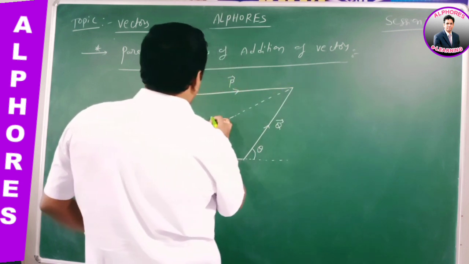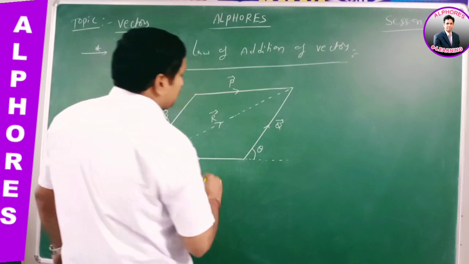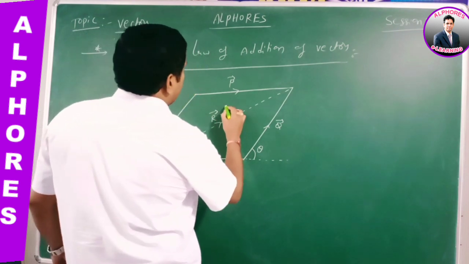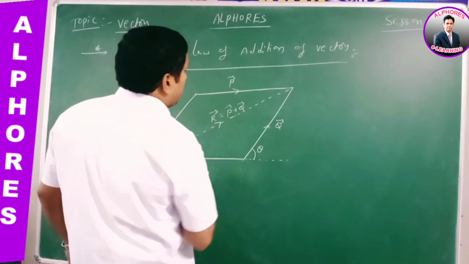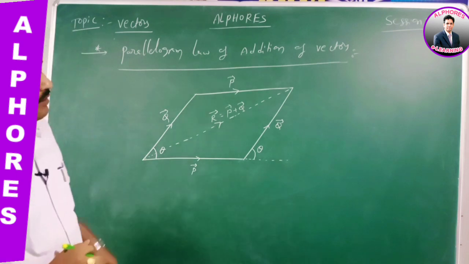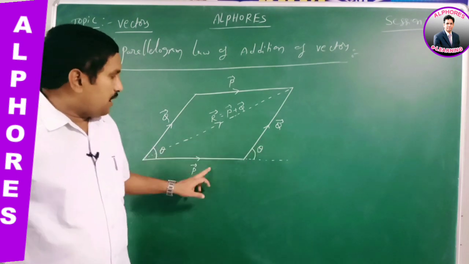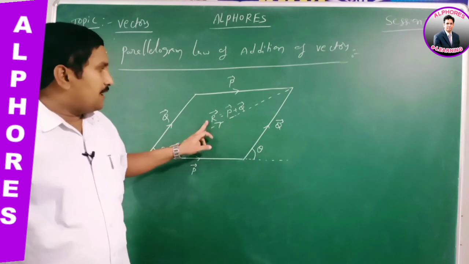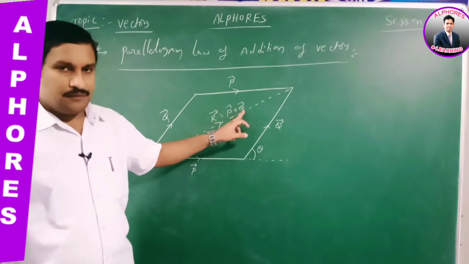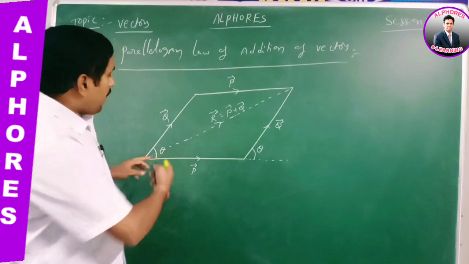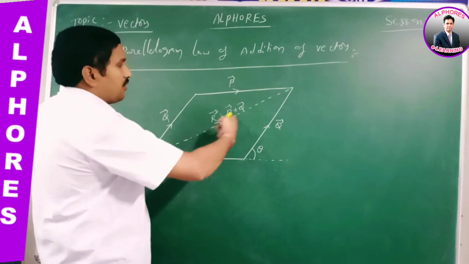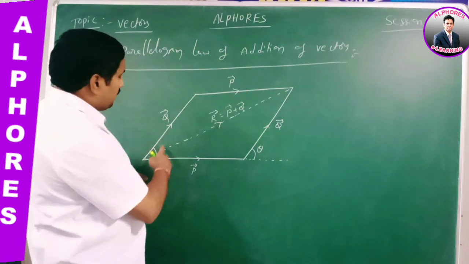So this can be taken as R bar. R bar is equal to what? Nothing but P bar plus Q bar, as per the vector laws of addition. In order to add the two vectors, the resultant is nothing but P bar plus Q bar. Now I have to find the magnitude of this resultant as well as direction.